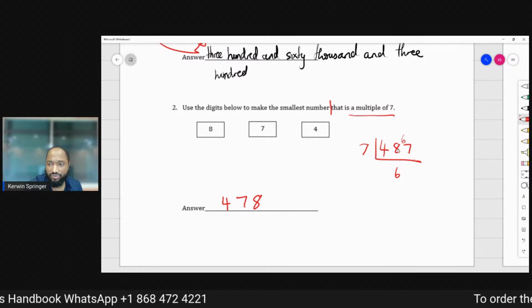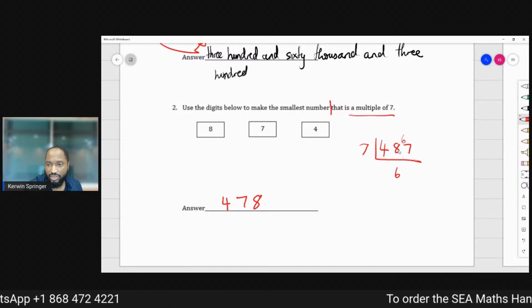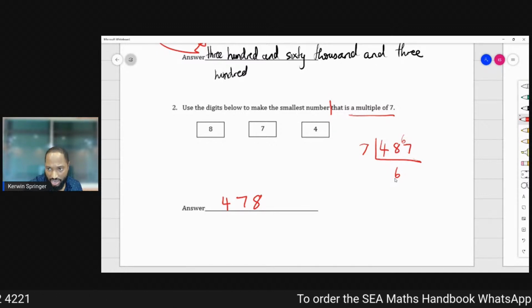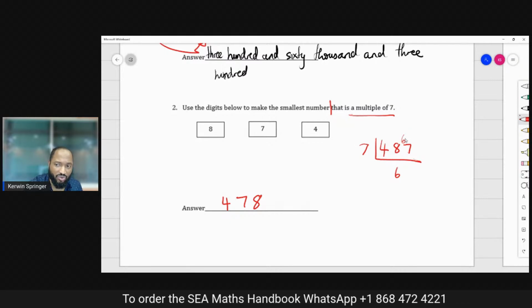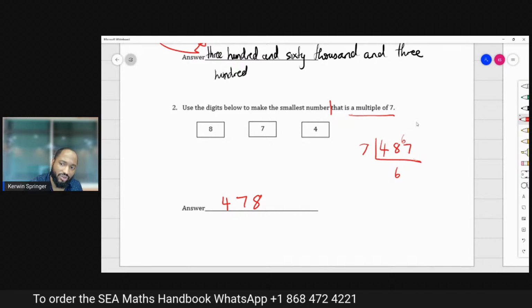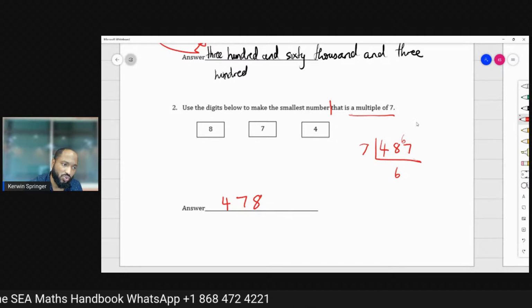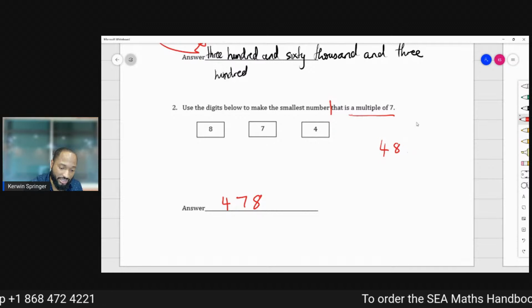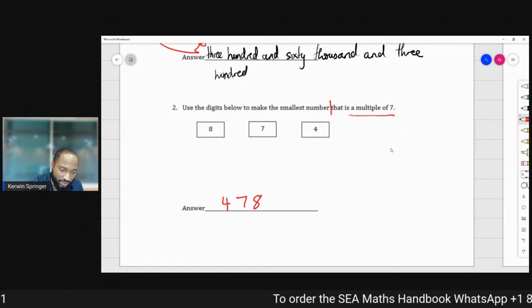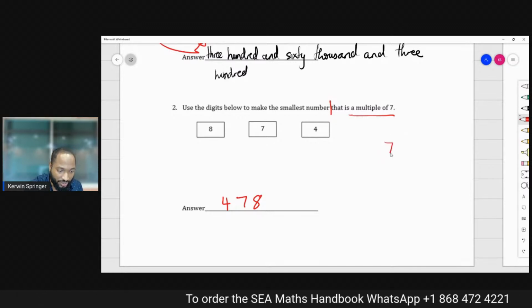7 could go into 48 6 times, remainder 6. Can 7 go into 67? That's the question. No. So what's really going on here with this question? What's the next possible smallest number?